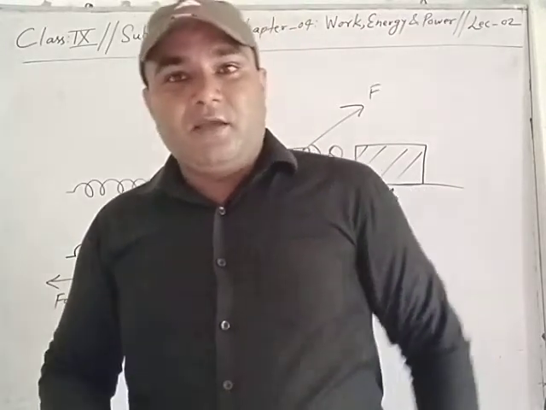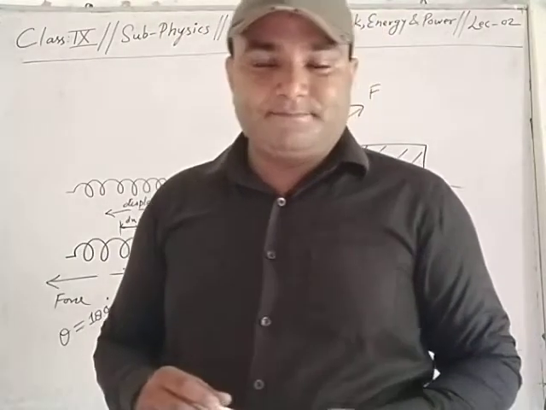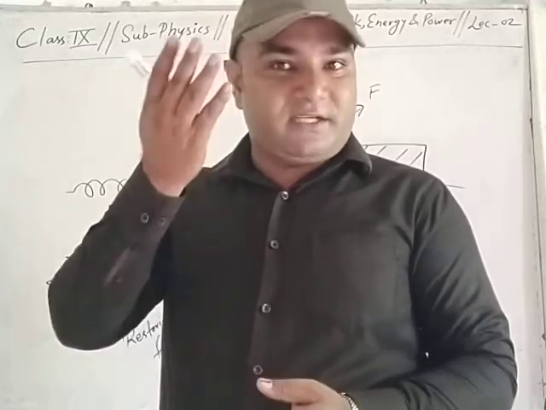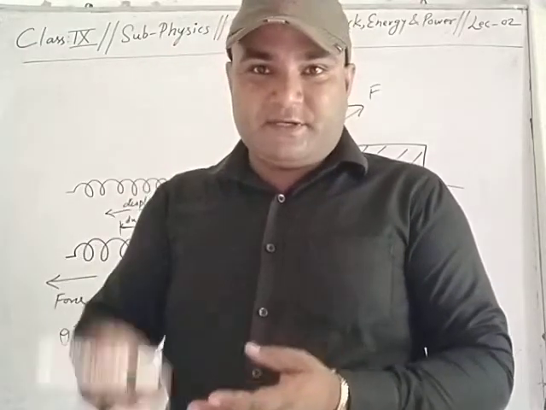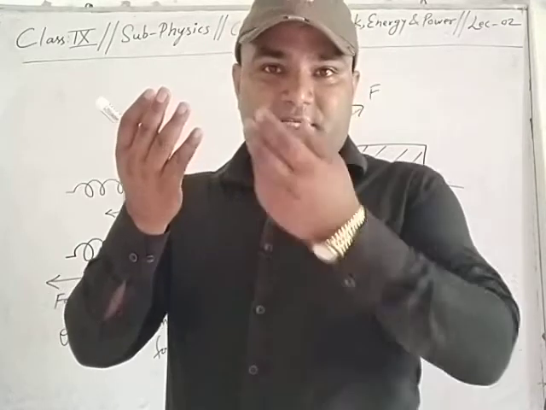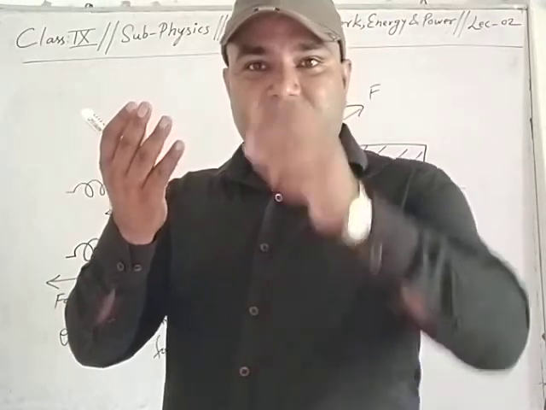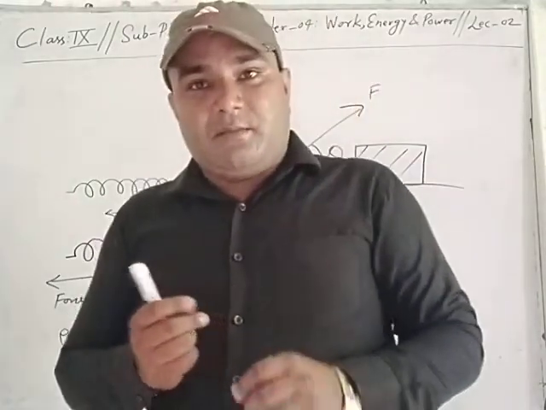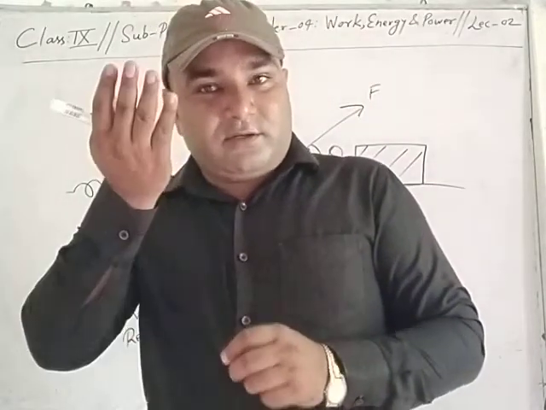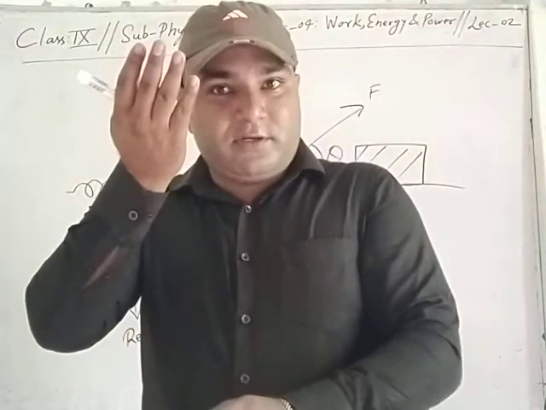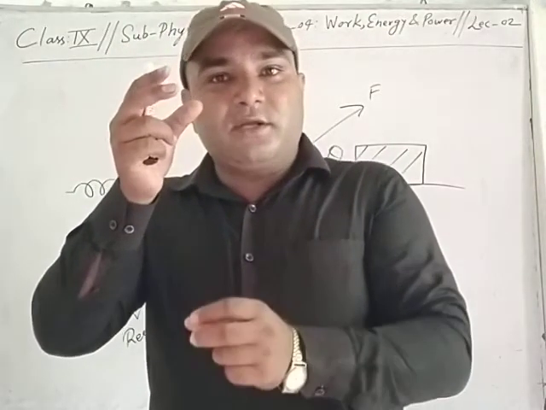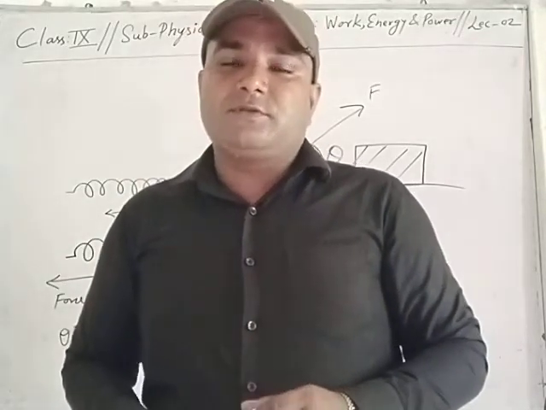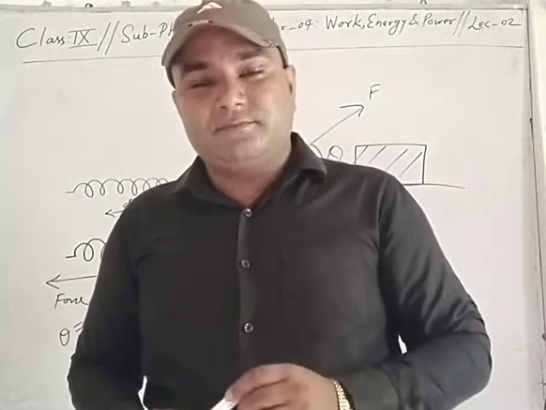Another example: when we are pulling water from a well with the help of a rope, the pulling force acts upward, and the displacement of the bucket is also upward, but the tension force in the string acts in the downward direction. The displacement acts upward, the tension force acts downward in the rope. So the work done by the tension force is also an example of negative work.